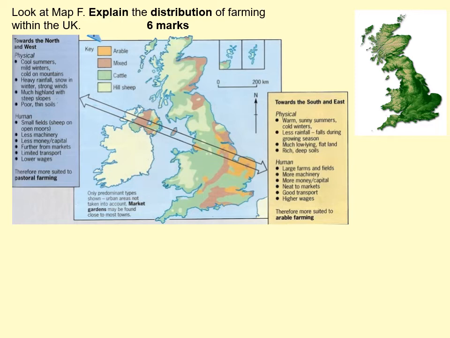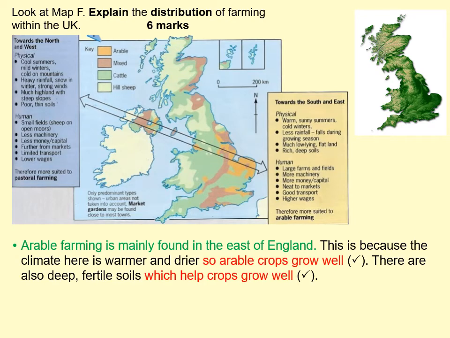Now, arable farming, like we said in our previous answer, is found in the east of England. And we need to say that first, but we're not going to get a mark for that. The mark comes from saying why arable farming is found in the east of England. And the first reason why arable farming is found here is because the climate is warmer and drier, which means that our arable crops are going to grow well. And we can see that on the screen here.